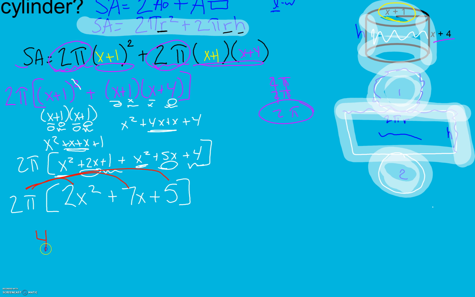2 times 2 is 4. We still have a pi and an x squared. 2 times 7 is 14. We still have a pi and an x. And 2 times 5 is 10. We still have a pi. And this is our surface area in units squared.